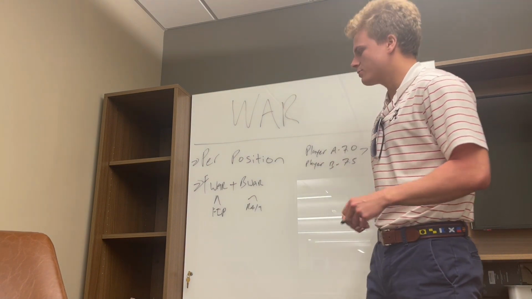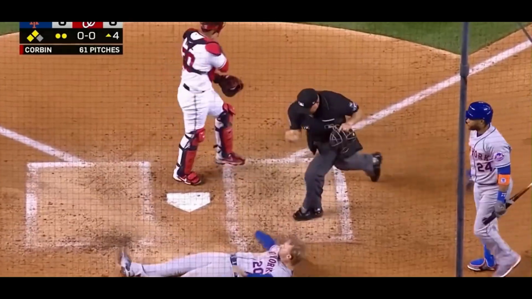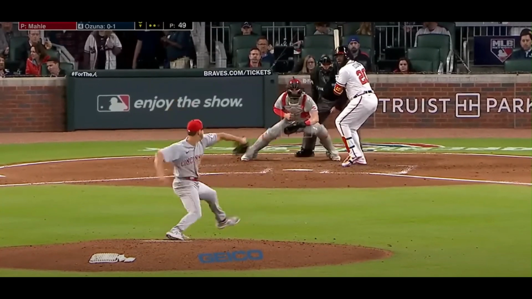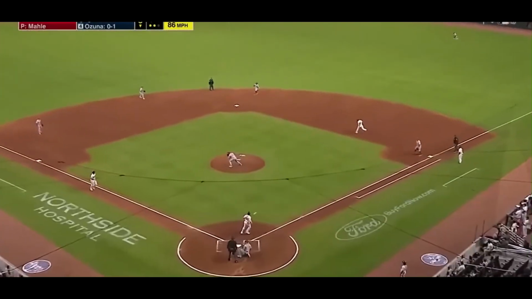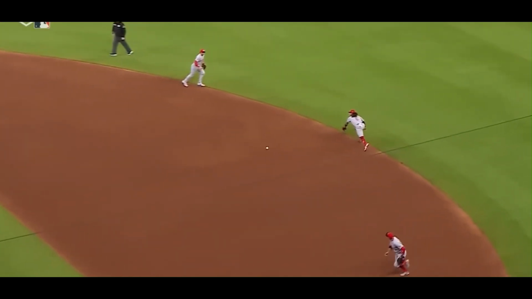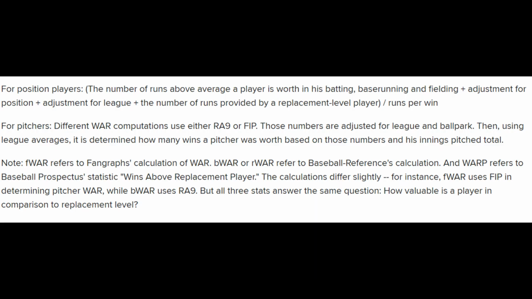The other thing to look at is that there's two main ways to calculate WAR. There's a bunch of different ways, but the two main ways are F-WAR and B-WAR. Those are the two most common metrics used when associated with WAR. One of them uses fielding independent pitching, or FIP, and the other one uses runs allowed per 9 innings, which is a metric similar to ERA.